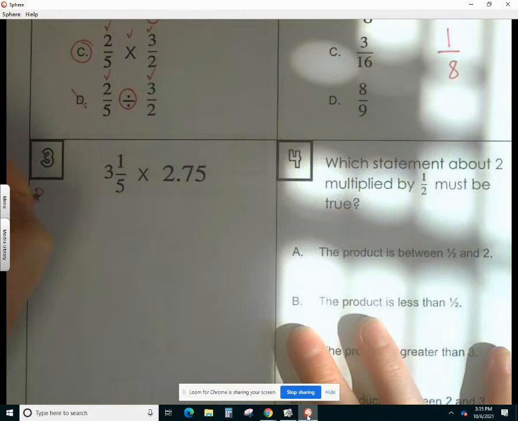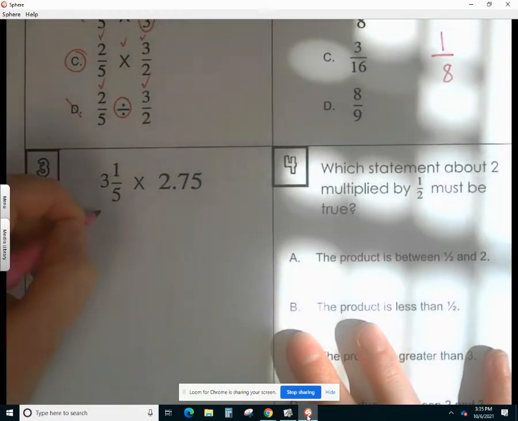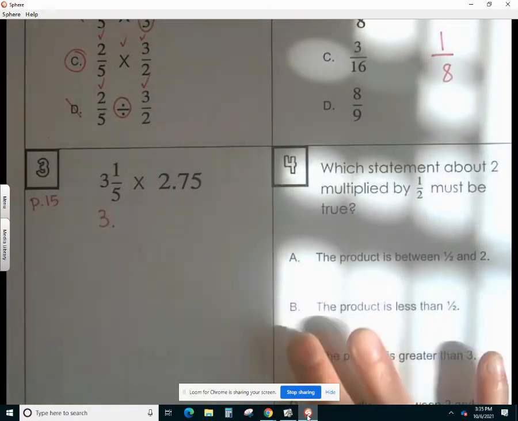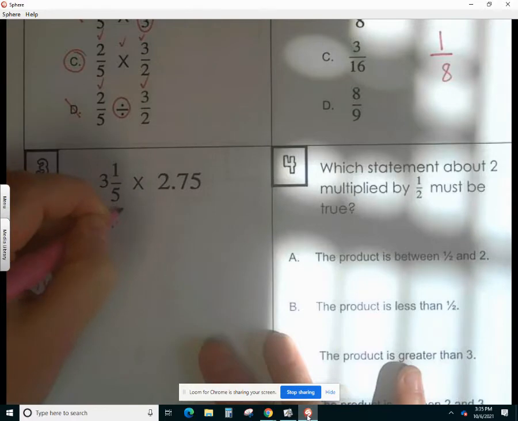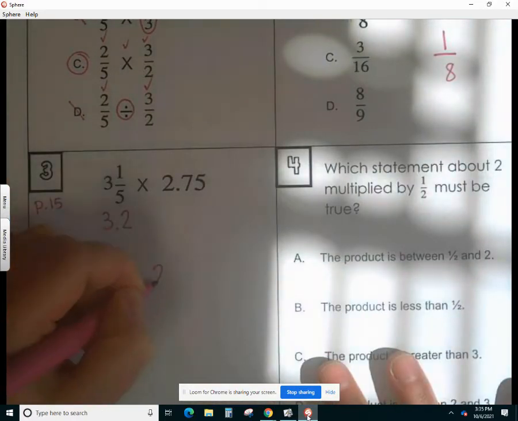Next question is on page 15 of your notebook. First, we've got to change this fraction to a decimal. We know it's going to be 3 point something. If you know your benchmarks, that will save you some time. If not, you can do Tybo, top in, bottom out, and that would give you 0.2. So 3 1/5 is 3.2, and then we multiply that times 2.75.